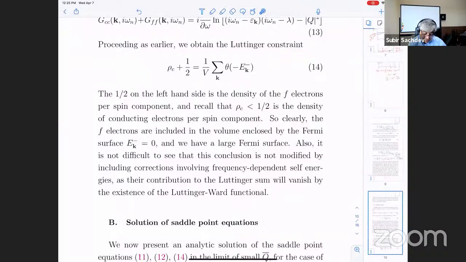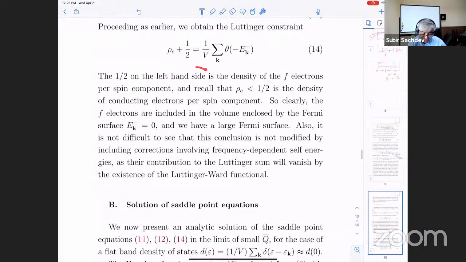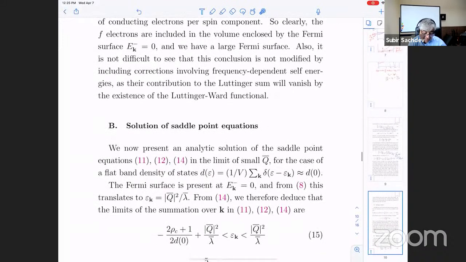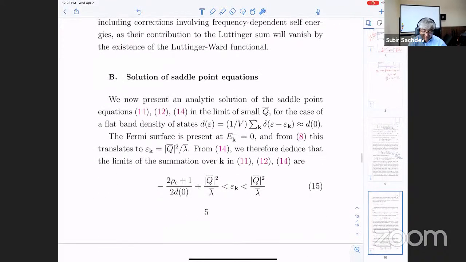Rho C is the density of conduction electrons per spin component. Okay, so that's correct. All right, so now this gives you the value of KF and the range of integration. There's a bit of algebra there. I'm just going to skip the algebra because it's a little tedious, but it's doable, and I will just tell you the answer.